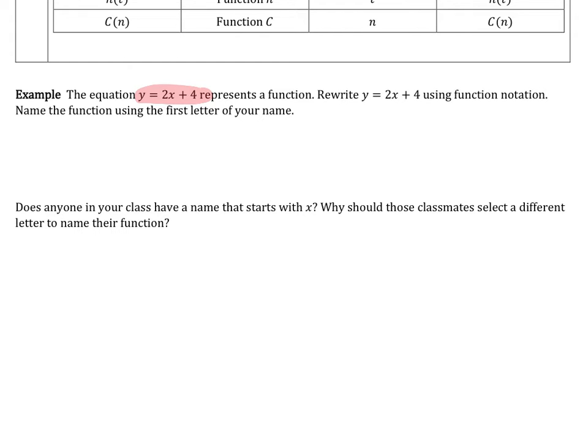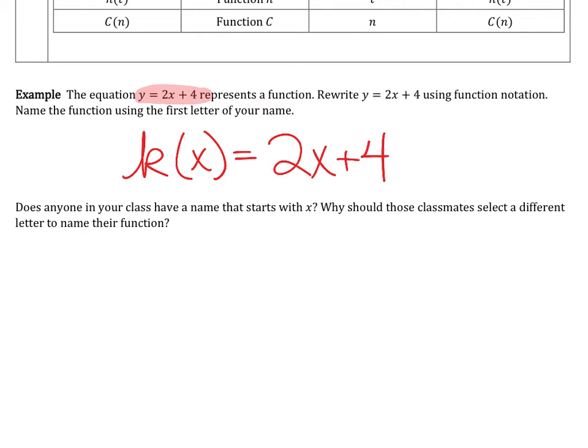If I was doing this again, my first name starts with a K, so I would say K of x equals 2x plus 4. My name starts with the X though. Oh, I'm so glad you said that. Look at this next thing. It says, does anyone in your class have a name that starts with X? Because it's already an X. Yeah, this is what Xavier's would be.